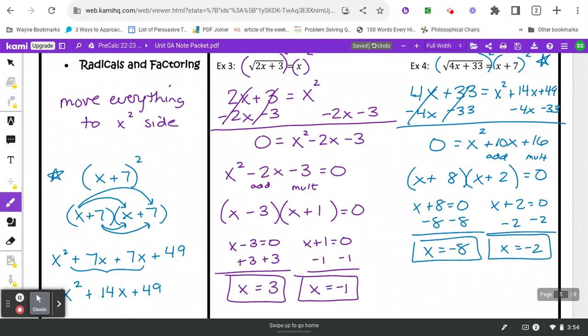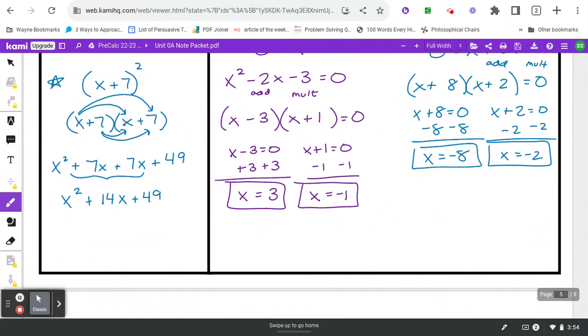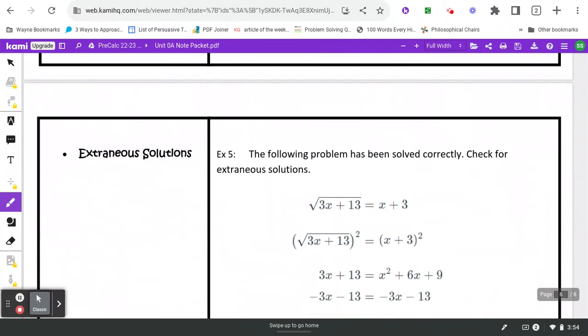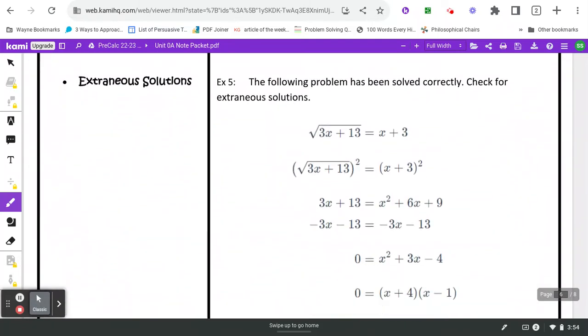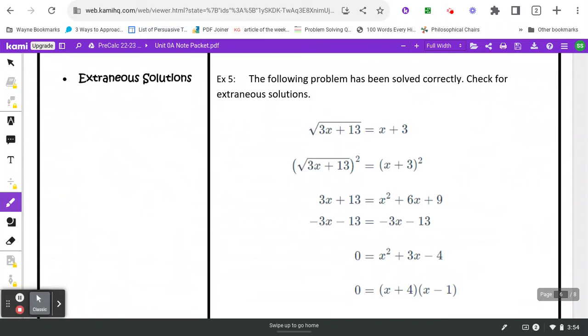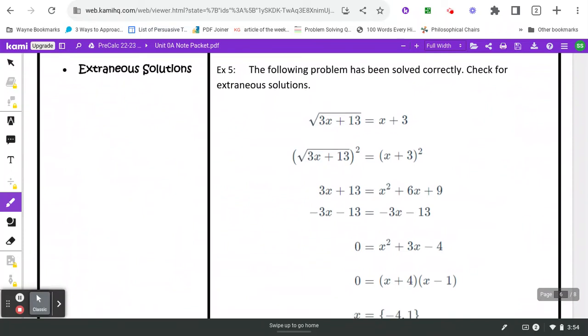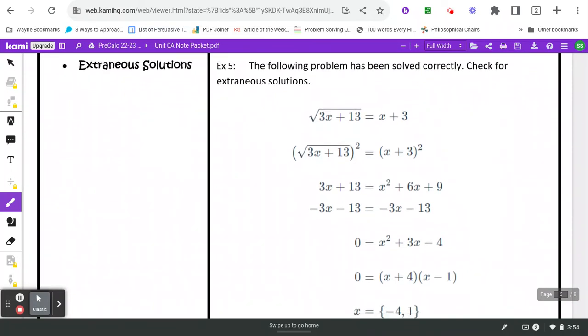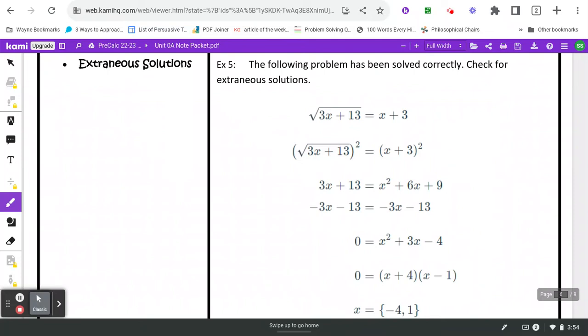All right, now let's talk about that extraneous solution that sometimes happens. So an extraneous solution is a solution where you did all the math correctly, but then one of the answers ends up not working out. So this following problem has been solved correctly.